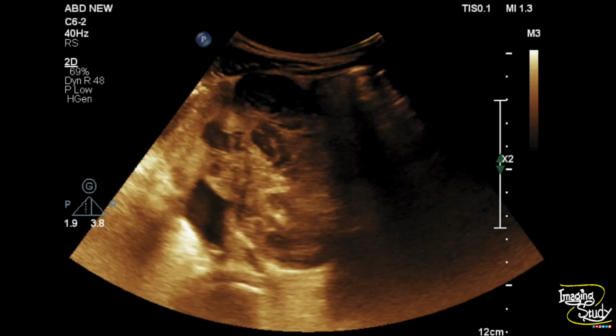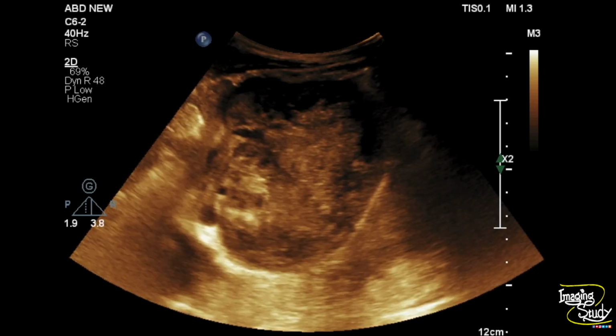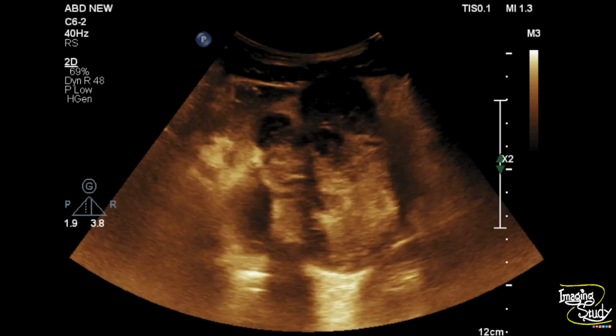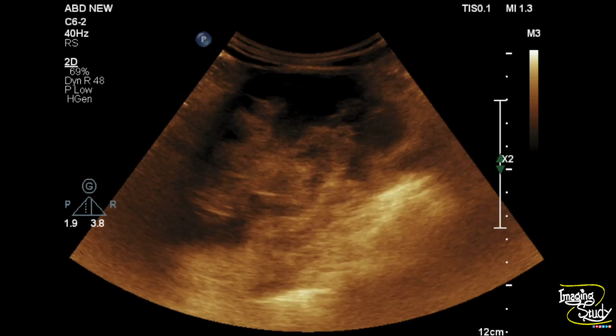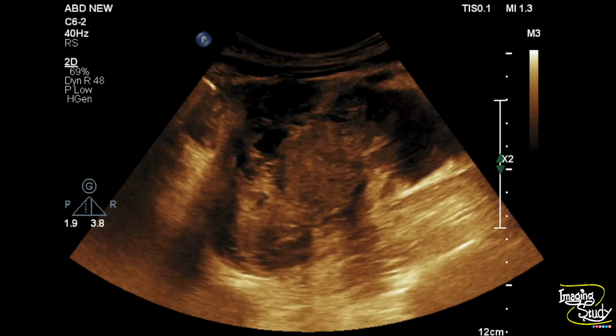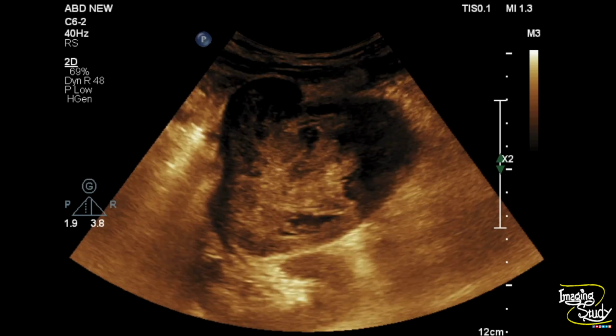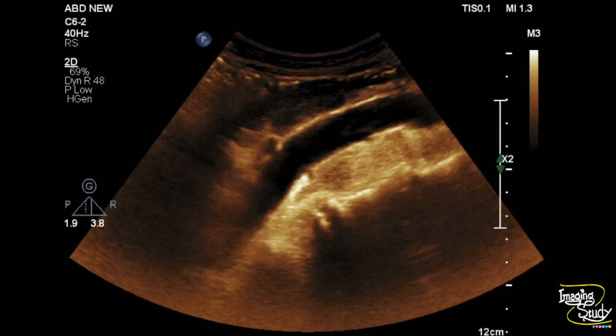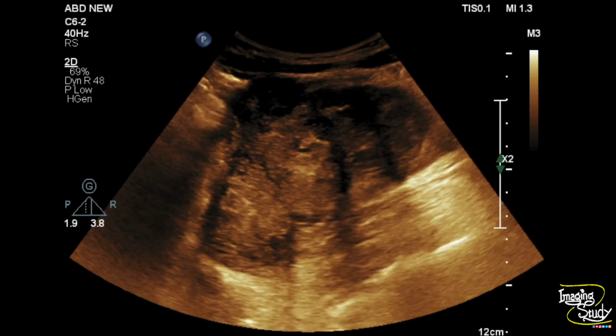This fairly large mass adherent to adjacent bowel is gastrointestinal stromal tumor or GIST. It commonly arises from the stomach wall, however, in this patient it arose from the small intestinal wall. We have done a contrast CT scan for confirmation, though the pictures are not available here.